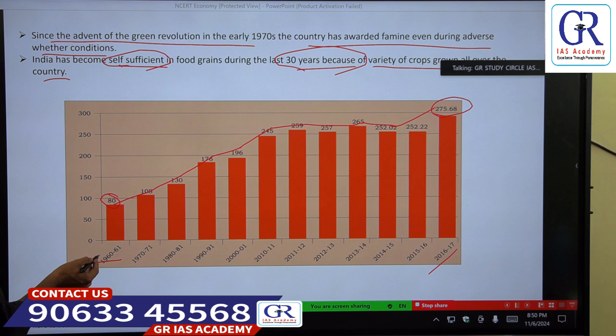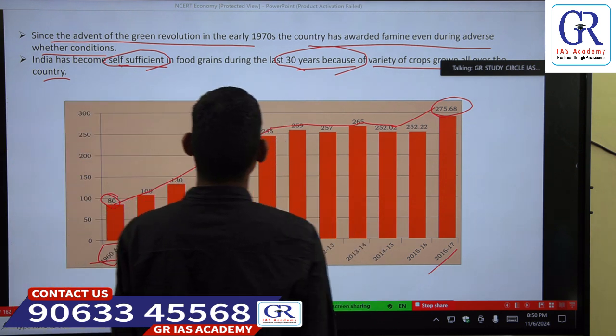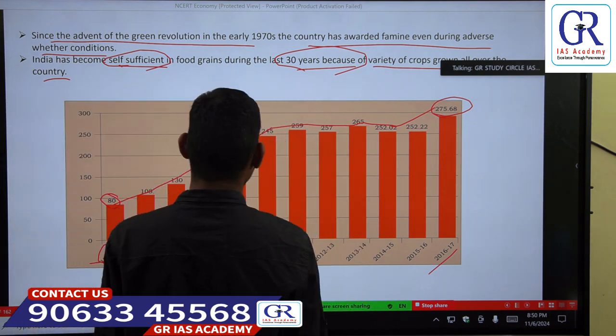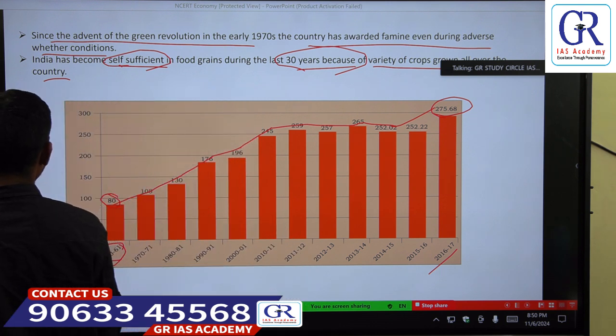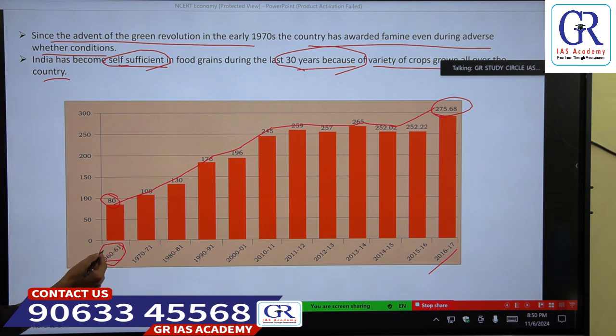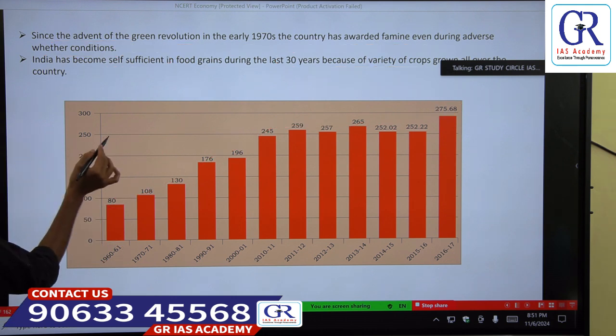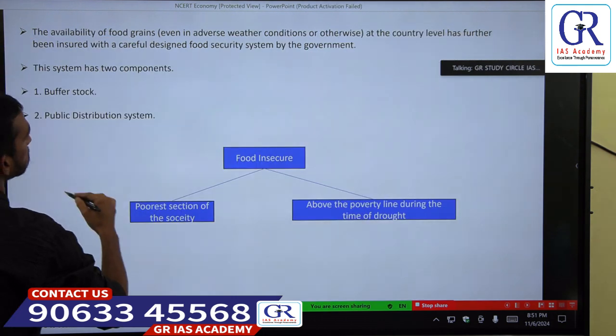So earlier we were producing only 80 million tons, and due to adoption of the green revolution, the food grain production has increased. That we can clearly observe over here. Okay, so that's how you can see the production levels have increased in the country. Next, in the next slide.